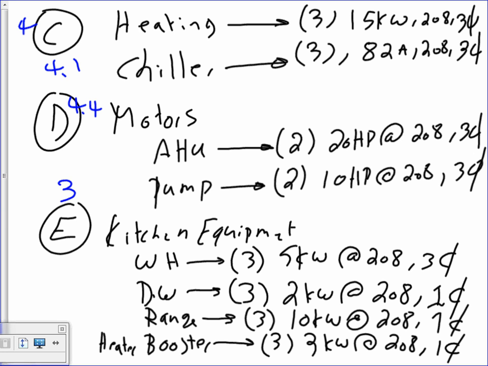It's so important to know what's single phase and what's 3-phase, because when we size the neutral, guys, these will not count towards sizing your neutral.